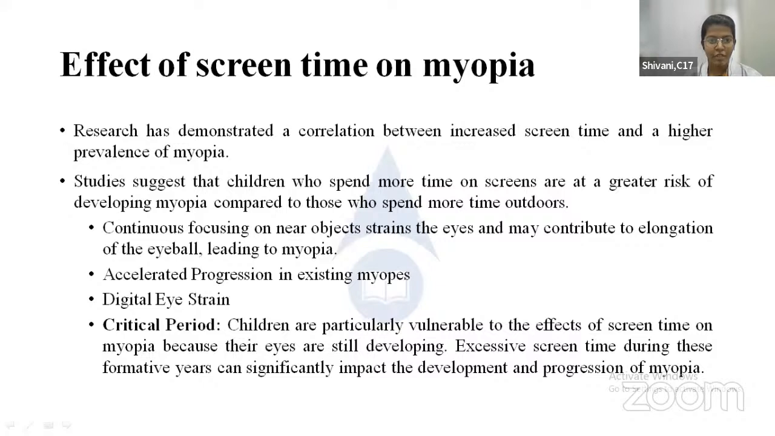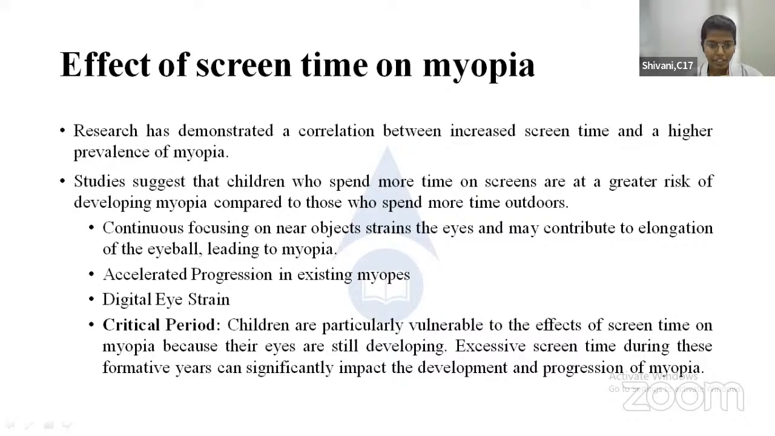Effects of screen time on myopia. Research has demonstrated a correlation between increased screen time and higher prevalence of myopia. Studies suggest that children who spend more time on screens are at a greater risk of developing myopia compared to those who spend more time outdoors. Continuous focusing on near objects strains the eye and may contribute to elongation of the eyeball, leading to myopia.